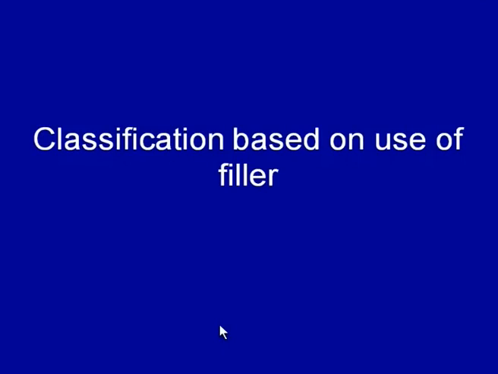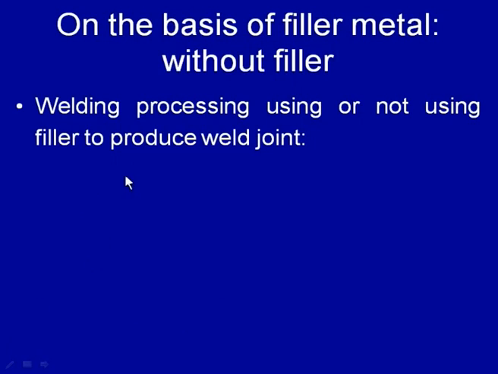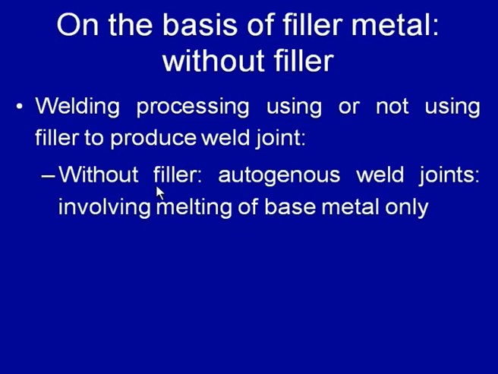So, the first parameter or criterion based on which we can classify welding processes is whether we use filler material or not to get the metallic continuity. Whenever we use filler material, it is also brought to the molten state and used to fill the gap between the components to be joined. So, based on this criterion, the welding processes can use filler material, or they may not use any filler material.